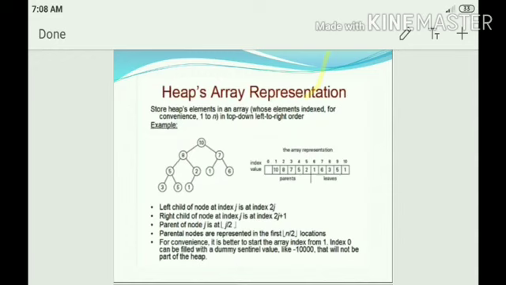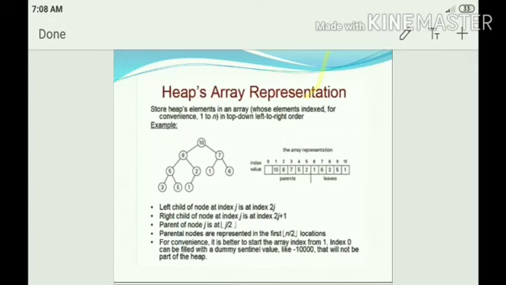There are some important properties of a heap that we are supposed to be aware of. Very firstly, the height of an essentially complete binary tree with n nodes is equal to floor of log n to the base 2. That is, if you have an essentially complete binary tree with at most 5 nodes in it, then the height of this tree is equal to log n, that is log 5 to the base 2, which is nothing but equal to 2.